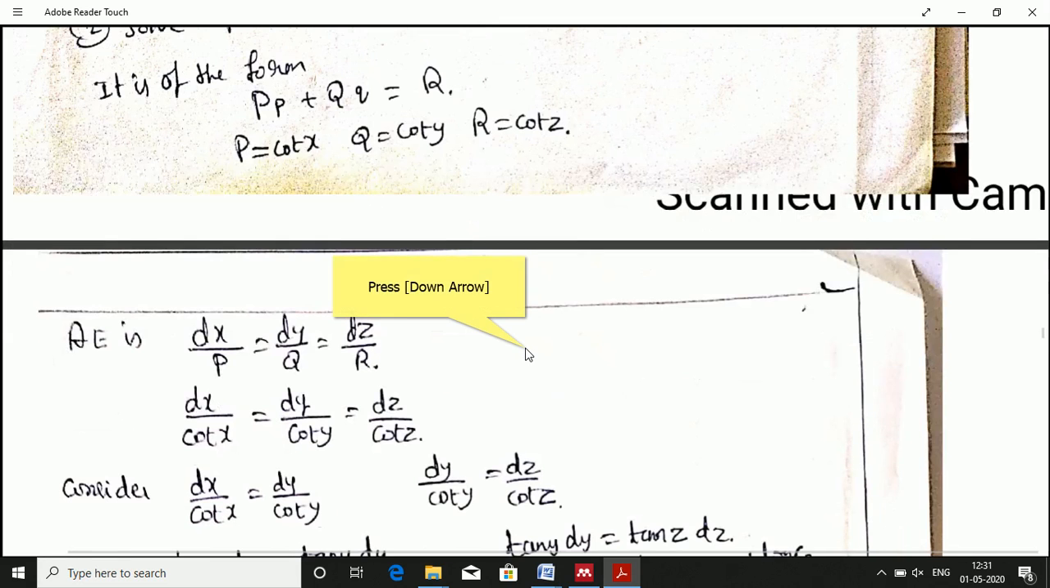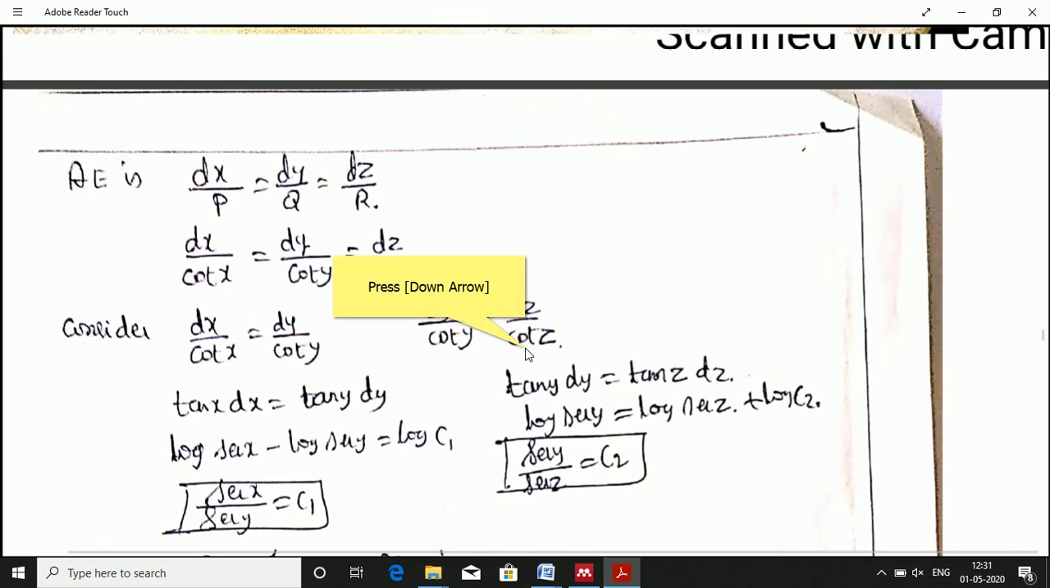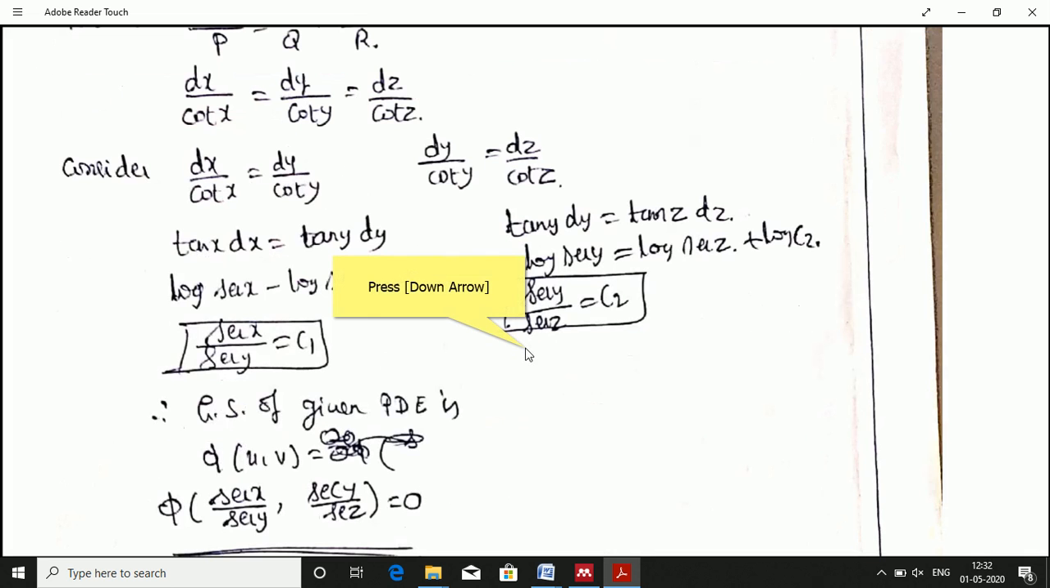Auxiliary equation is dx by P is equal to dy by Q is equal to dz by R. Substitute for P, Q, R. Consider the first and last two ratios.